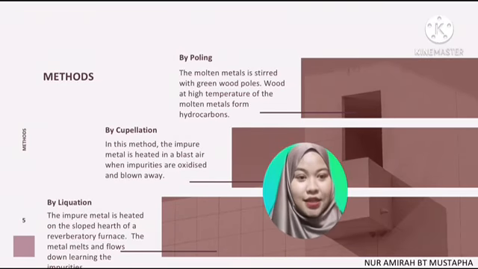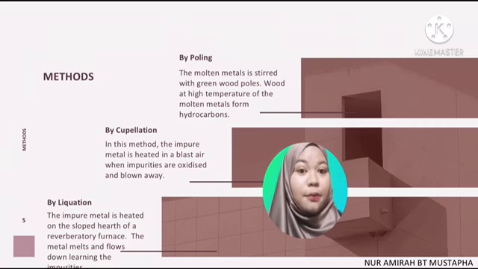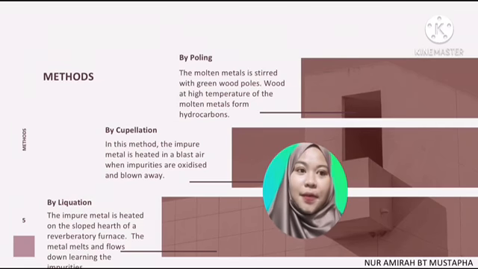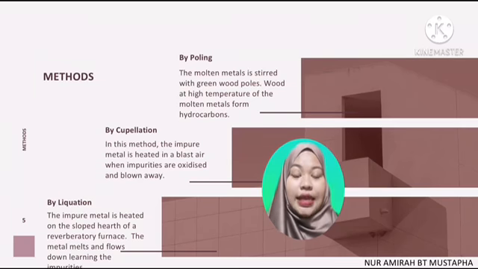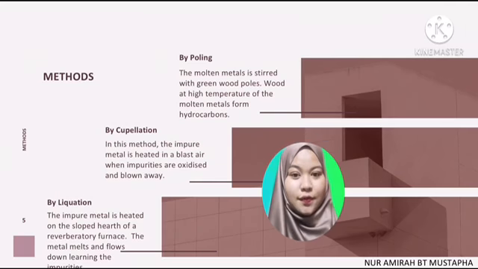Secondly, by sublimation. In this method, the impure metal is heated in a blast of air when impurities are oxidized and blown away. For example, when impure silver is heated in air, lead present in it is oxidized to lead oxide, PbO, and blown away, leaving a shiny silver.